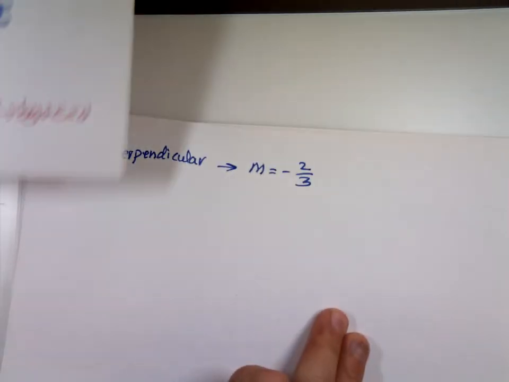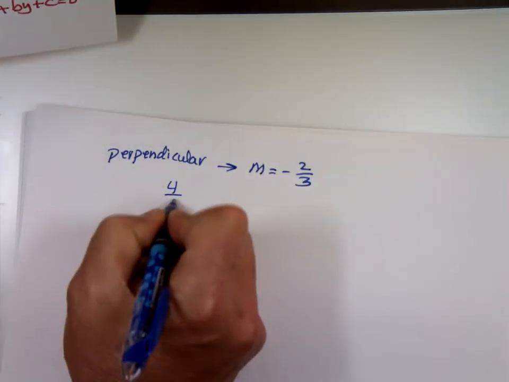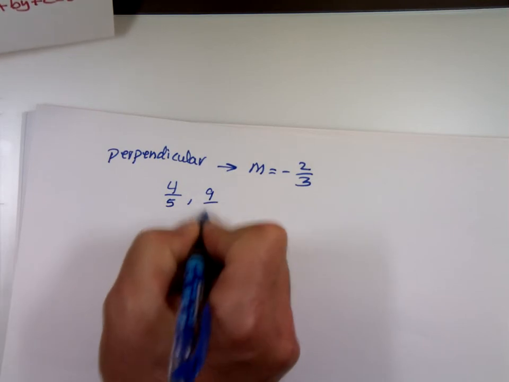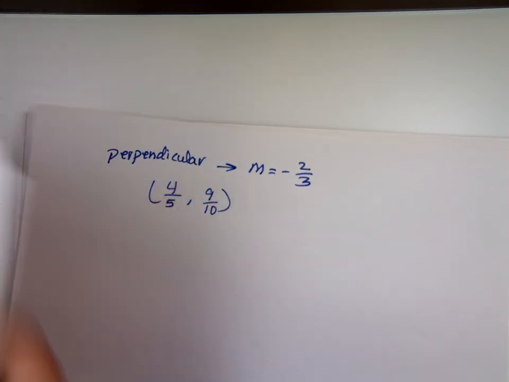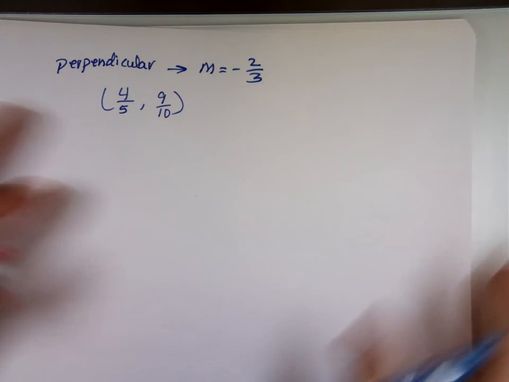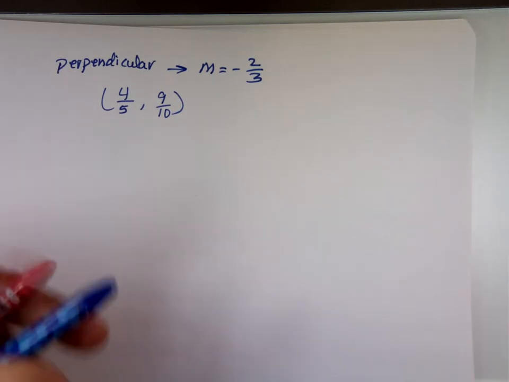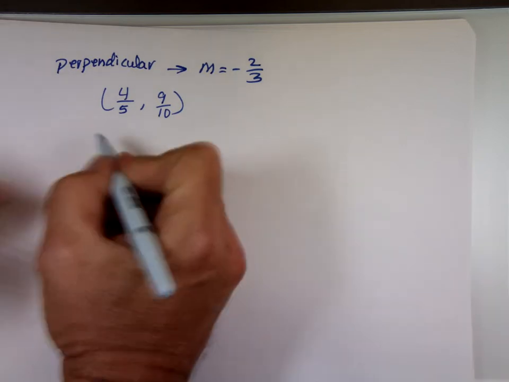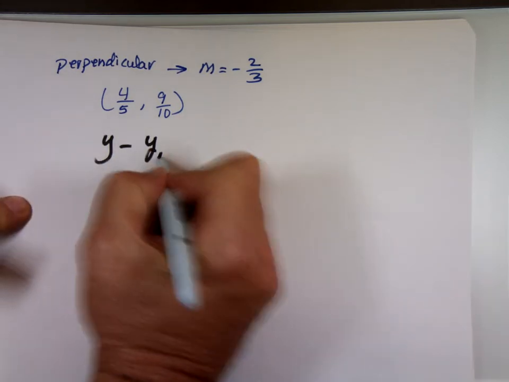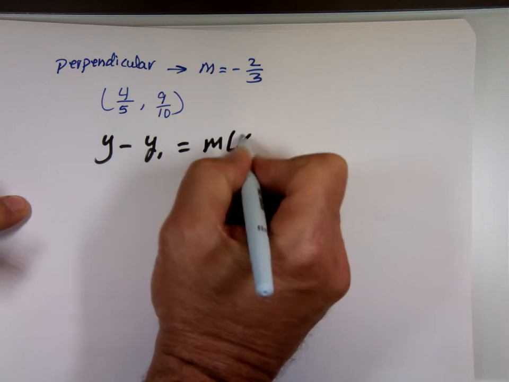And the point's still the same. The point is 4/5 and 9/10. So you just make the slope negative? Yeah, flip it and change the sign. Because it was 3/2, now it's negative 2/3. I still need to use y minus y sub 1 equals m times x minus x sub 1.